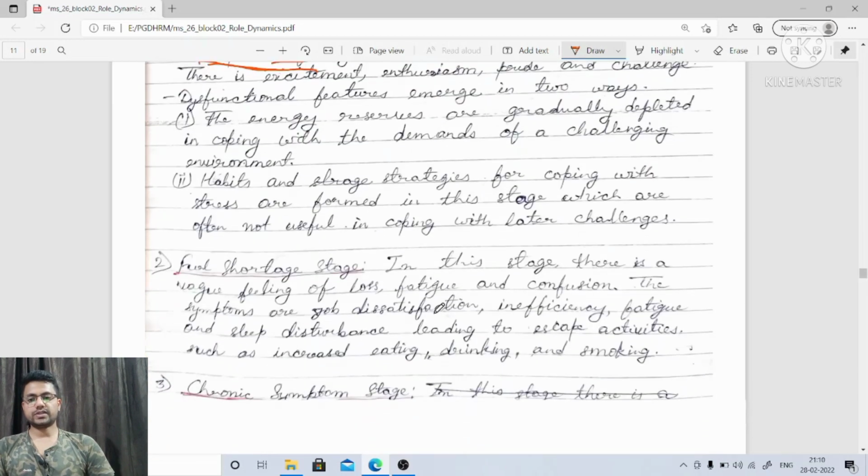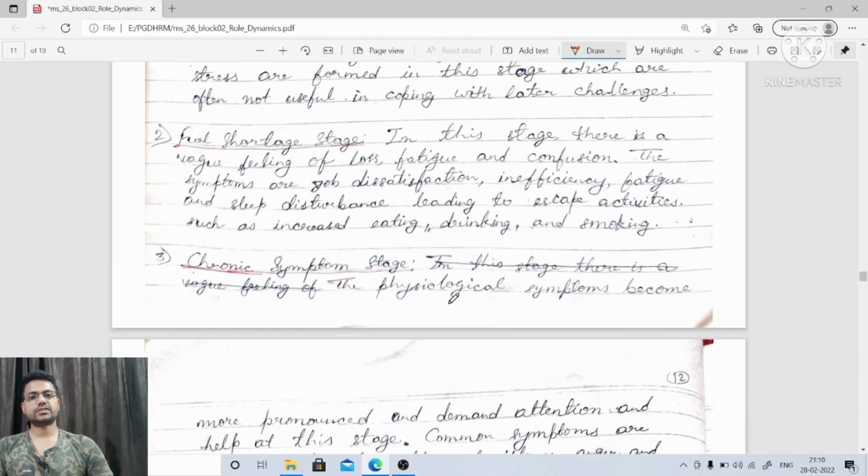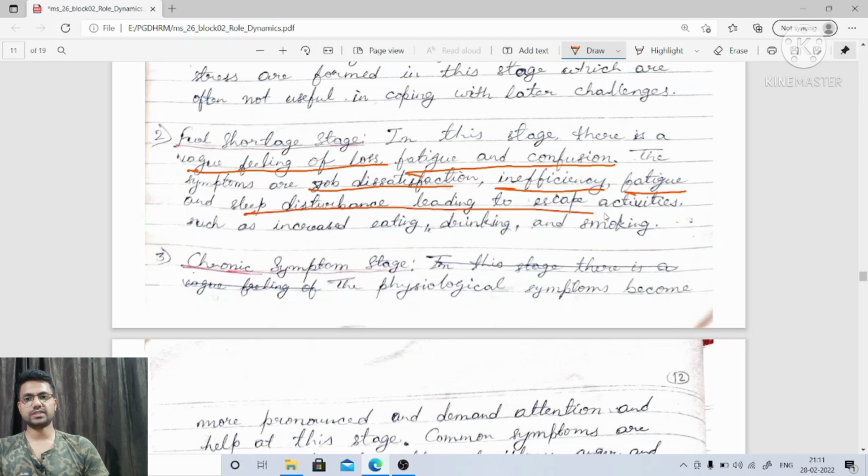Next stage given, the fuel shortage stage. Here there is a vague feeling. At this stage there is a vague feeling of loss, fatigue and confusion. That is the second stage. And symptoms are job dissatisfaction, inefficiency, fatigue, and sleep disturbances leading to escape activities. Escape activities are increased eating, drinking, and smoking.